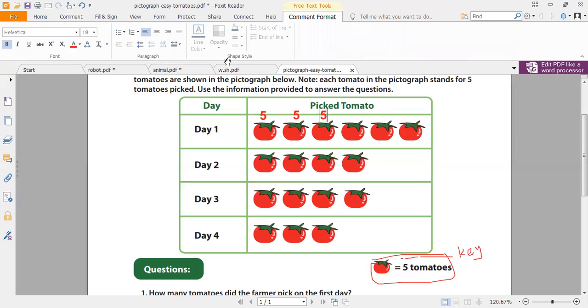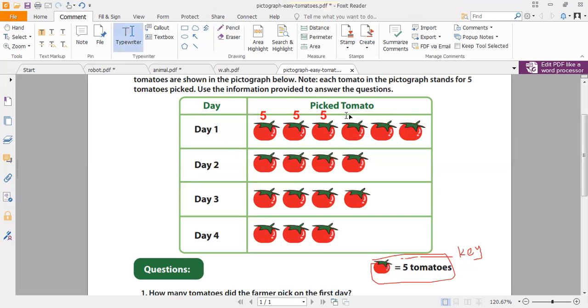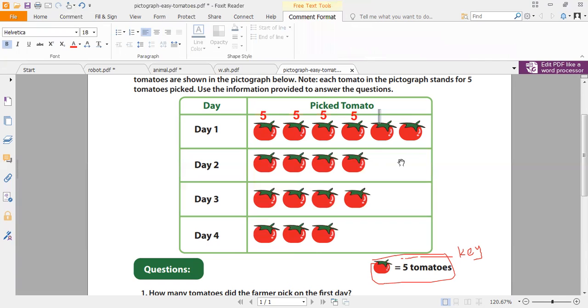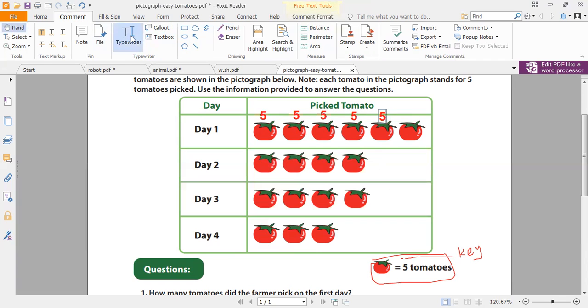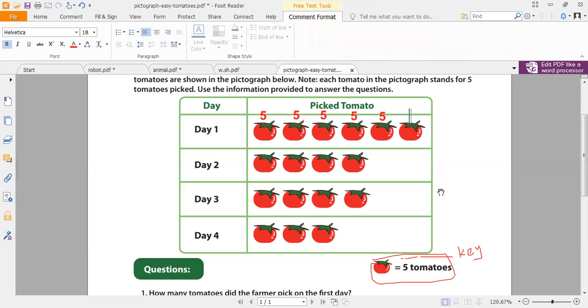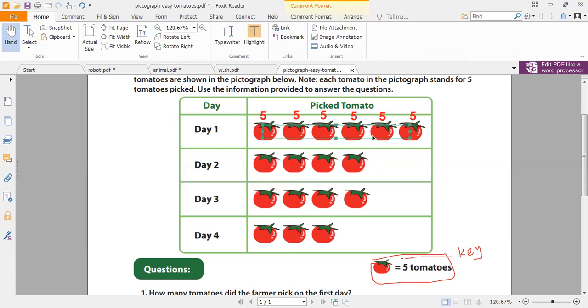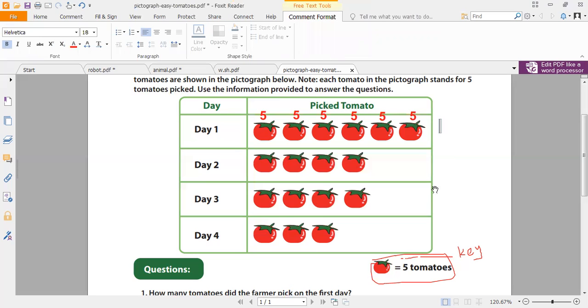You will apply this to the whole pictograph. Each picture in this pictograph stands for 5 tomatoes. So if I ask you how many tomatoes did the farmer pick in day 1, you will not count 1, 2, 3, 4, 5, and 6. No, we will count by 5s. 5, 10, 15, 20, 25, 30. So he picked in day 1 30 tomatoes.